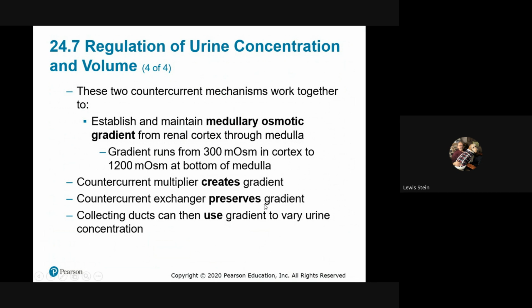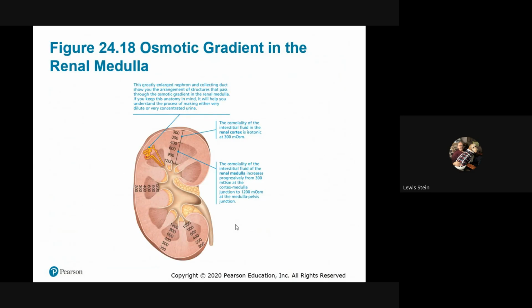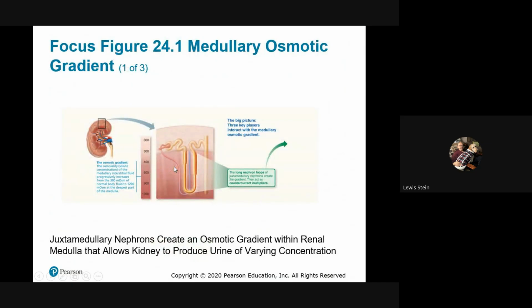The exchanger preserves it. Okay, and then we vary it when we either have to make our urine more concentrated if we have to retain fluid, or less concentrated if we have to get rid of fluid. That's what it kind of looks like. So normally here, 300, all the way down to the tip here at 1,200.